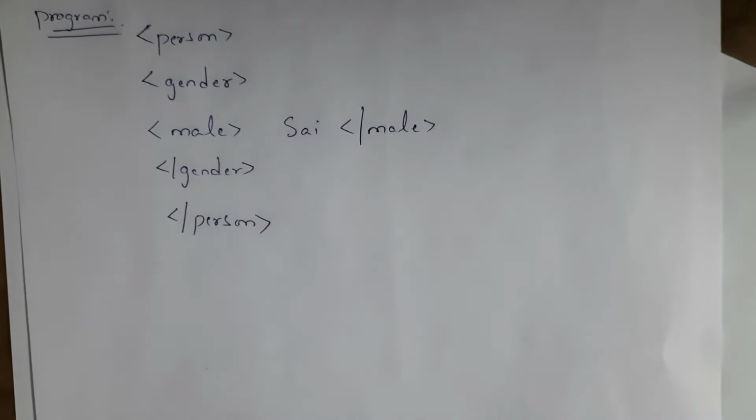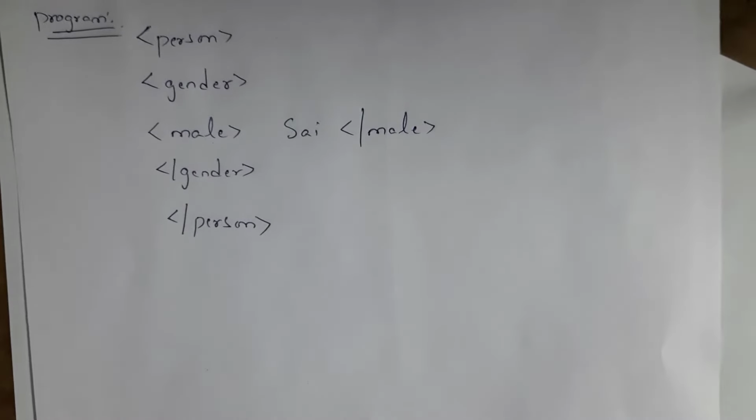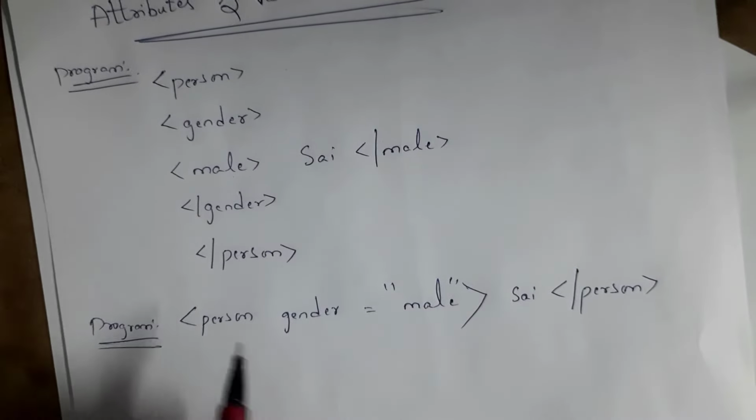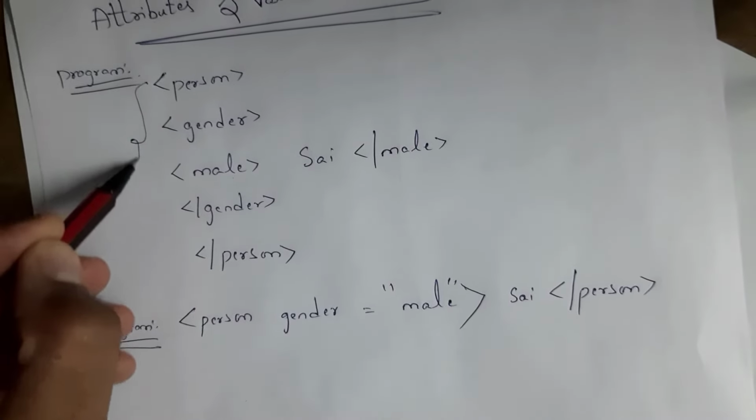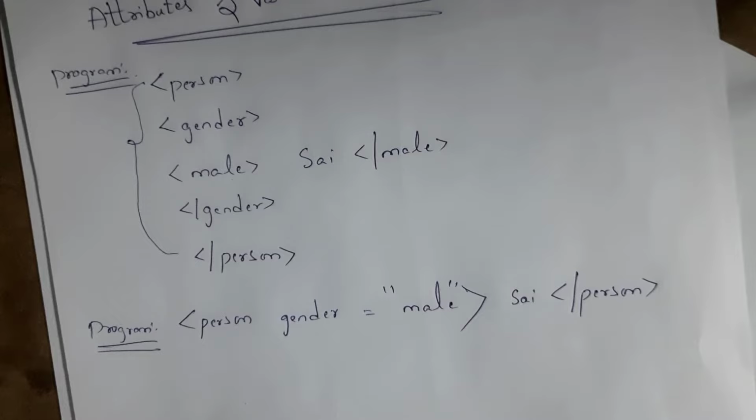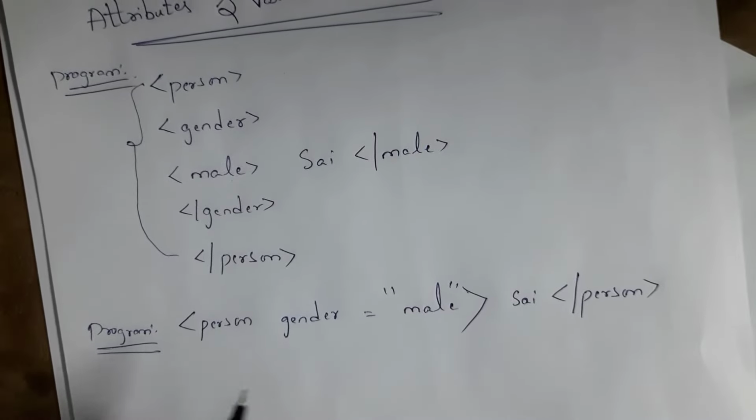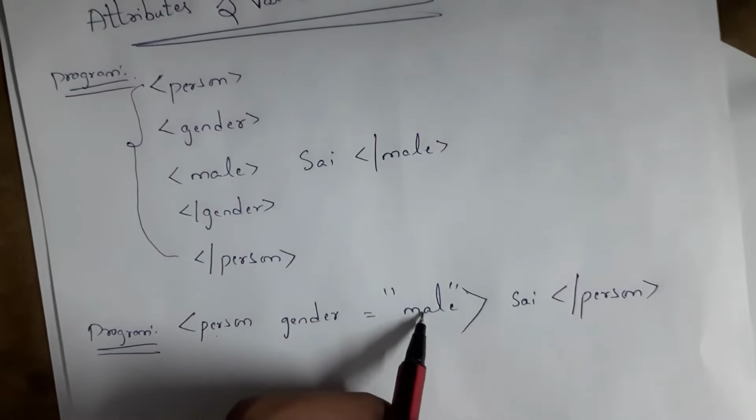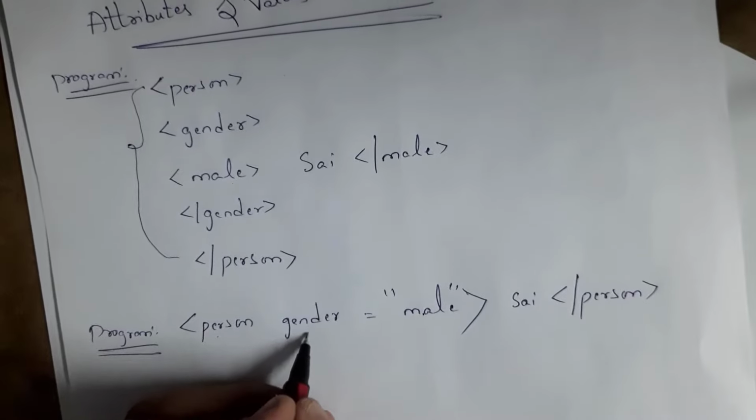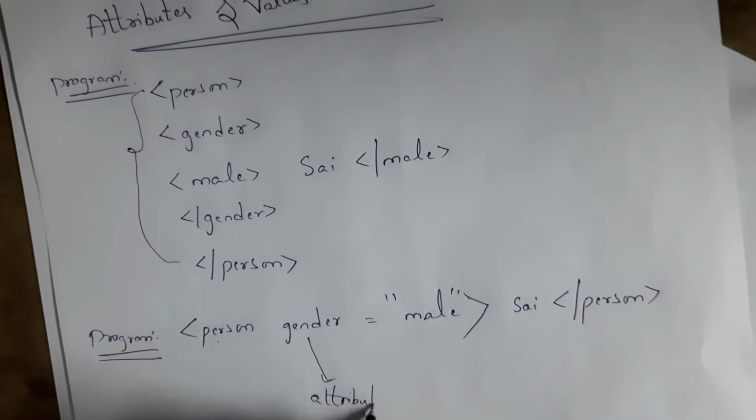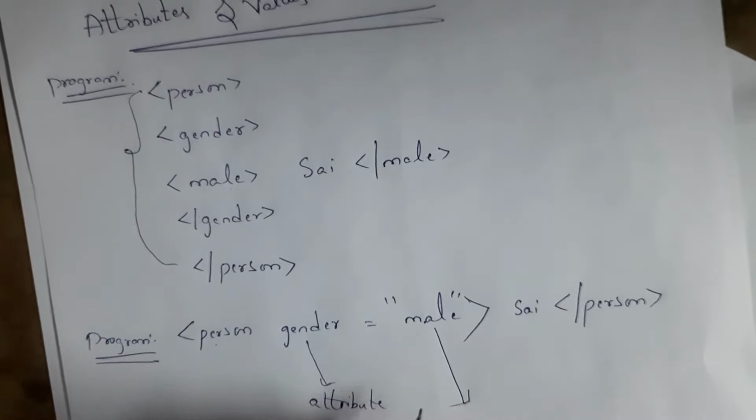This is a small program. Instead of writing like this, you can also write like this: person, his gender is male, and that person's name is Sai. These both are the same programs. Instead of writing the program in this many lines, you can also write like this: person, gender is male, where this gender is considered as attribute and this male is considered as value.